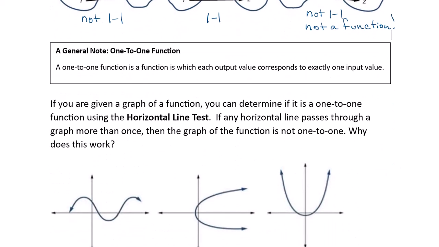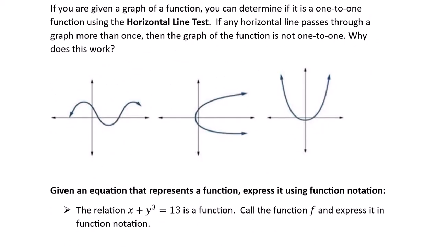So a general note, a one-to-one function is a function. Remember, it has to pass being the function. Every x has exactly one y, and every output value corresponds to exactly one input value. In other words, every y has exactly one x. If you're given a graph of a function, you can determine if it's one-to-one using the horizontal line test.